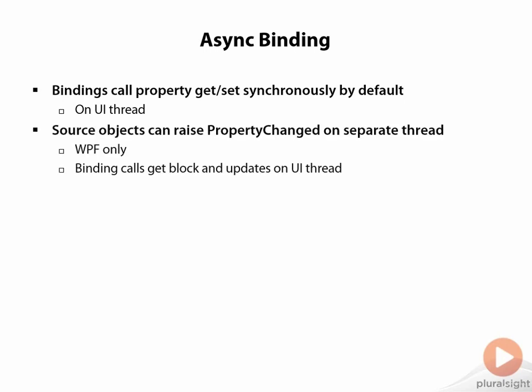Now, one thing to be aware of is that in WPF, your source objects can raise property change on a separate thread. So you could have a background thread or an async service execution that goes out, gets some data, and pushes values into your data-bound objects. And when you call the set block, the property change event is going to fire. In WPF, that's okay. The binding is actually smart enough to see that you're not on the UI thread, switch to the UI thread, and get the value and update the UI only on the UI thread.